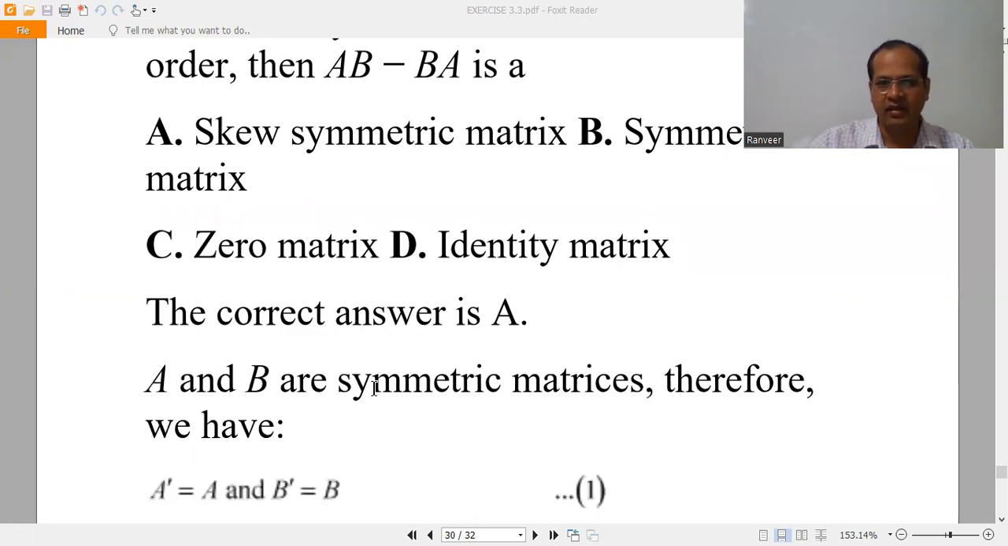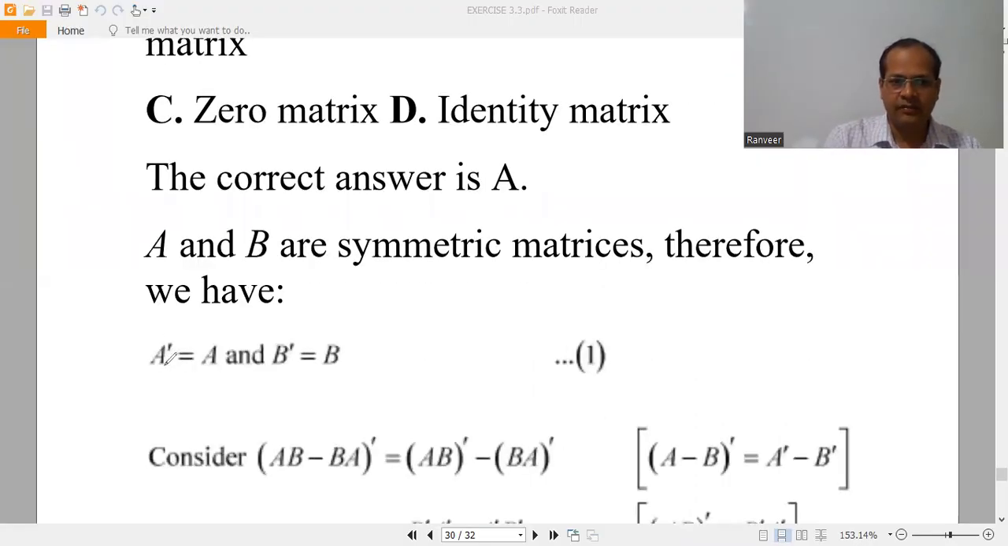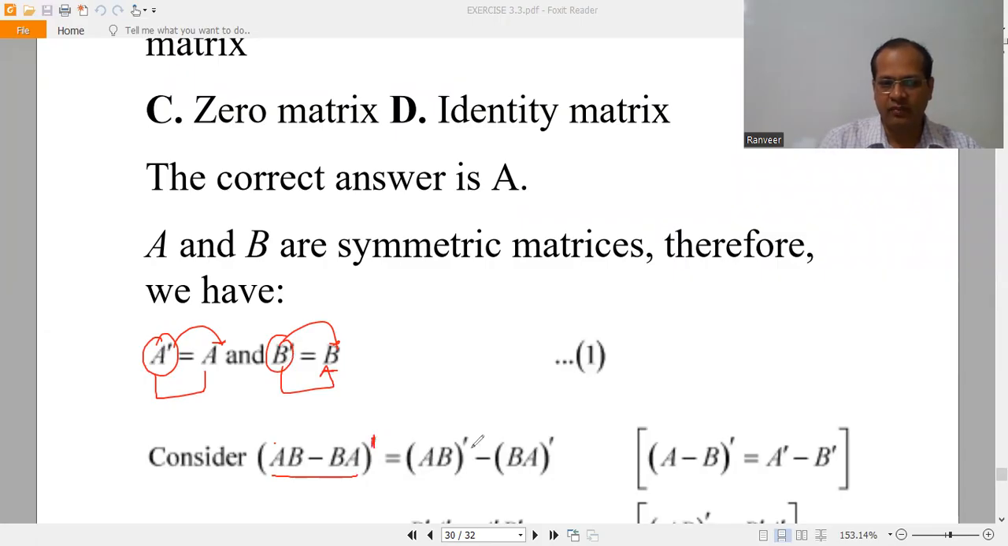So A and B are symmetric matrices. One thing is crystal clear: if we take the transpose of the given matrix, that is equal to itself. So A transpose equals A, B transpose equals B. After that, AB minus BA, we have to find, and take the transpose of that. So transpose of AB minus BA, we take AB transpose minus BA transpose, because transpose of A minus B is nothing but A transpose minus B transpose. So always remember, this is a very, very important formula.